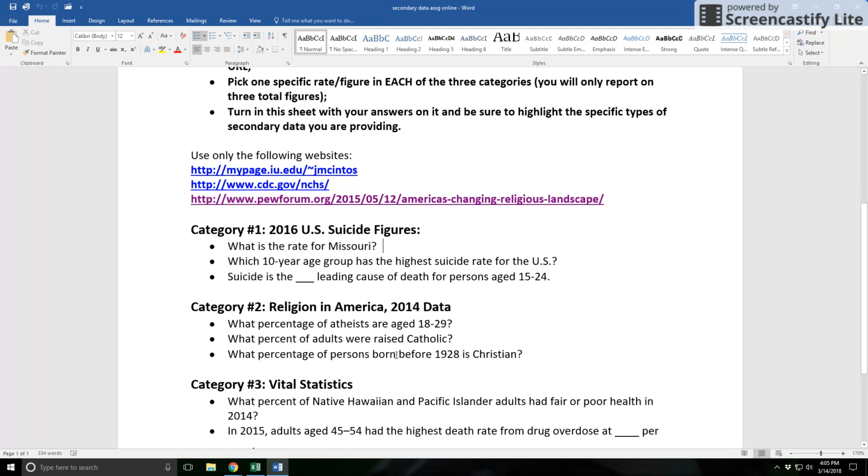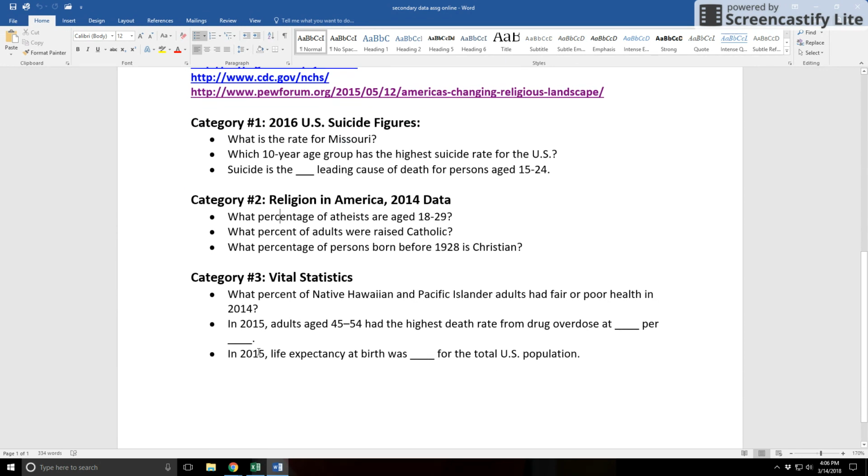Now, make sure you answer the question I'm asking. So, for example, if you do this question right here, I'm not looking for numbers. I'm not looking for people aged 15 to 40. It's percentage, it's atheists, and it's in this age range. Now, I know it sounds obvious, but nonetheless, many times it's easy to get confused or misdirected when you're looking at information. Make sure you're focusing on 2014 data. Here, 2016. Here, it's 14 or 15, depending.